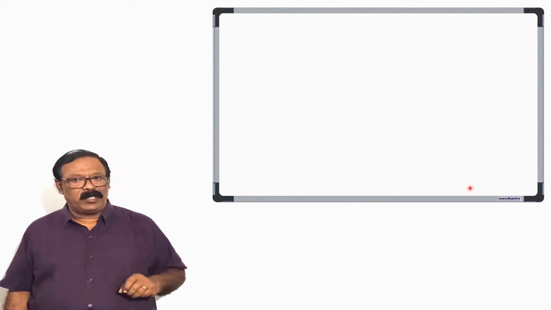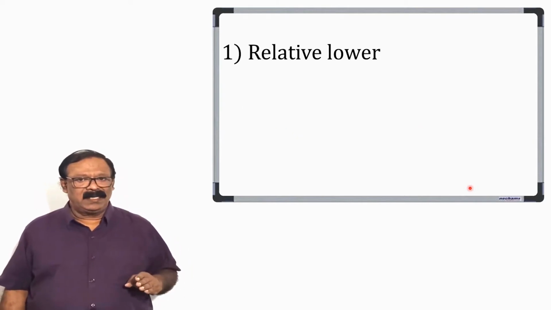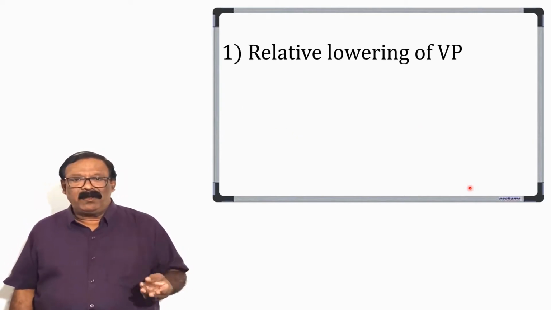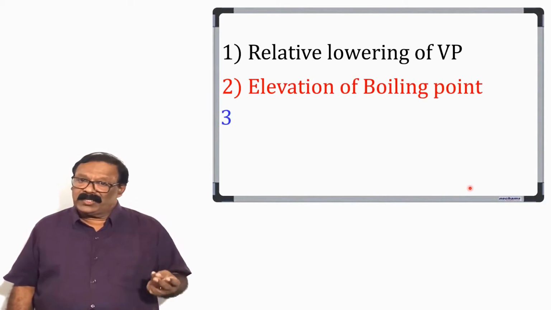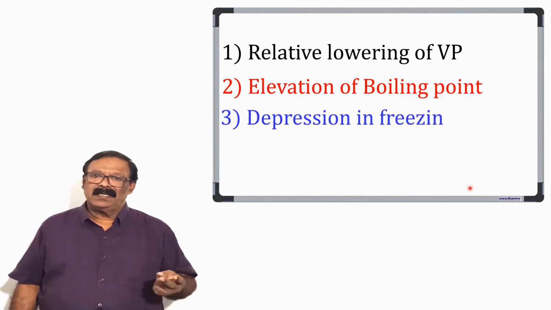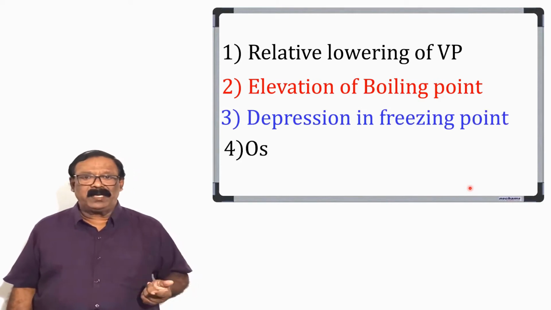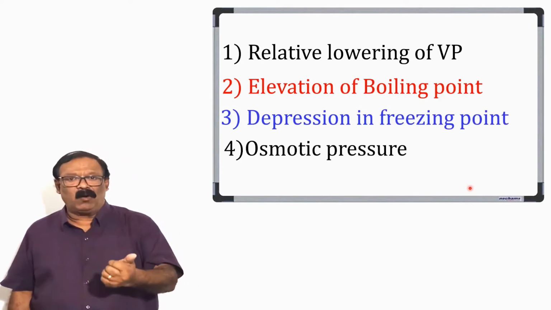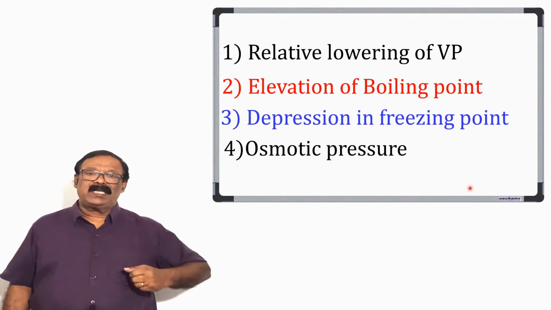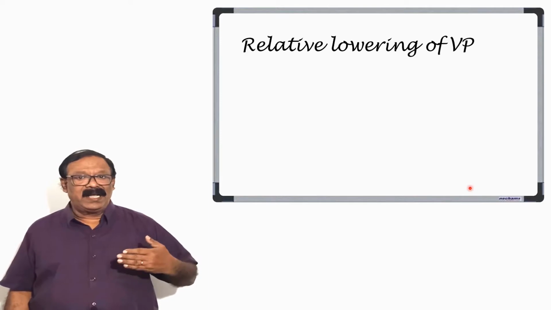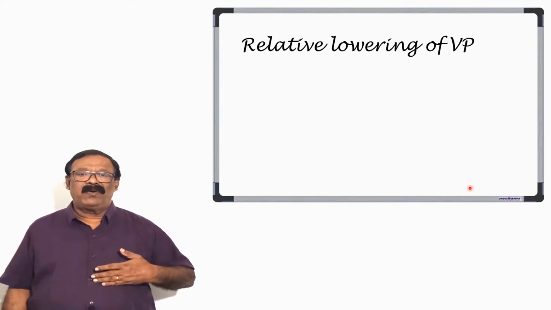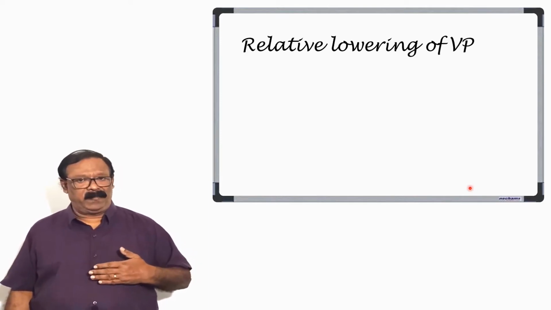And in this chapter you are studying 4 colligative properties. One is relative lowering of vapor pressure. Another is elevation of boiling point. Then depression of freezing point. And last one is the osmotic pressure. Now let us see one by one these properties. First one is the relative lowering of vapor pressure.